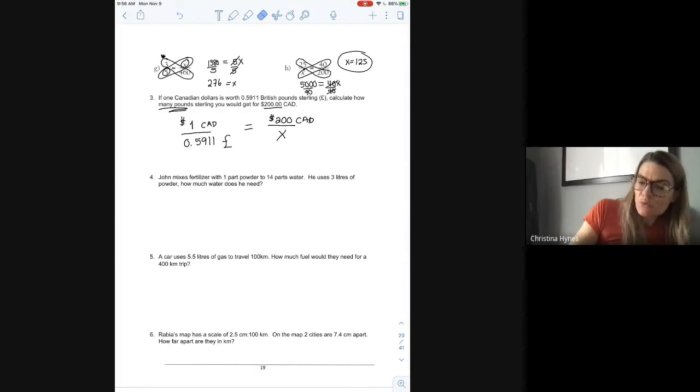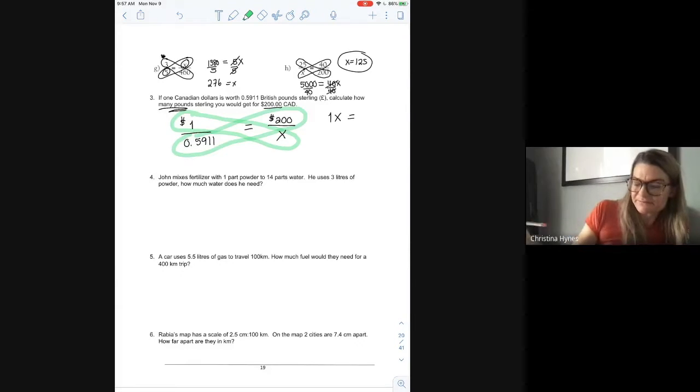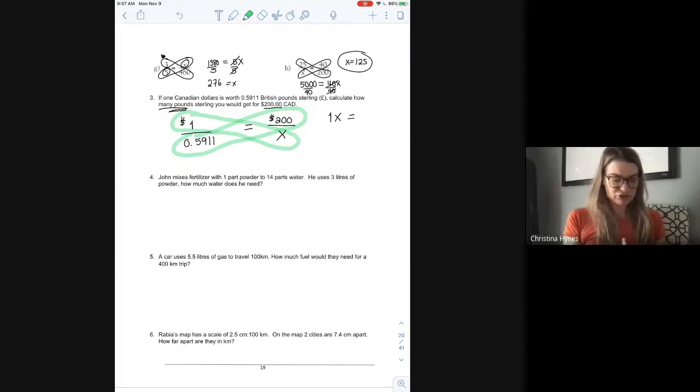Okay, so once we have this, we don't need these symbols anymore. It was just to help us. All we need is the numbers. So now we're doing that cross multiplying and dividing. First, these guys are going to multiply together. 1 multiplied by X is just 1X, or you can just write X. That's the left side. Now we multiply these two guys together. In your calculator, you're going to take 200 and multiply by 0.5911, and you get 118.22.